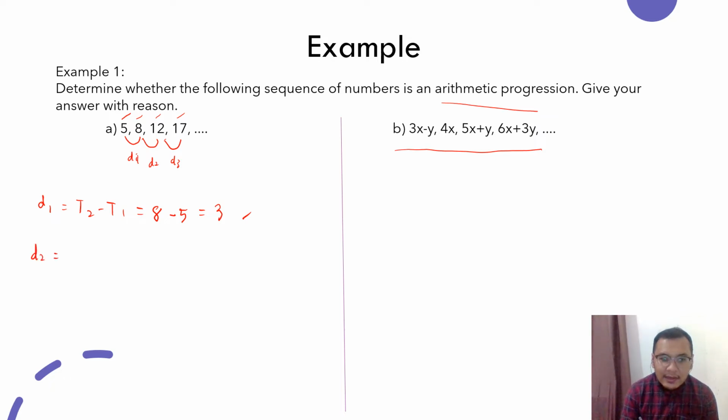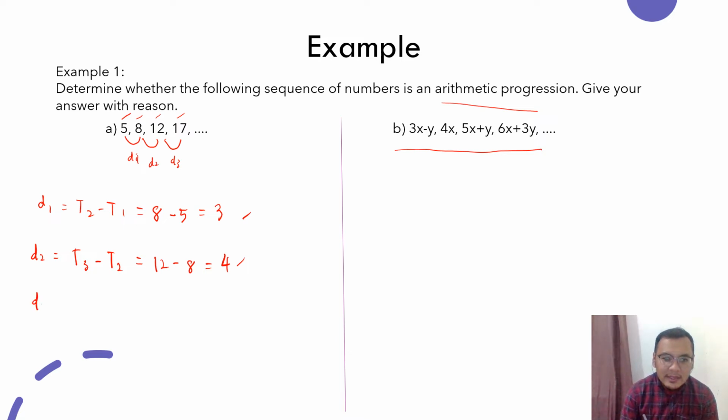D2 is T3 minus T2, that's good. Okay, so the T3 is 12, and T2 is 8. Okay, so 12 minus 8 is how much? 4. Okay, settled for D2.